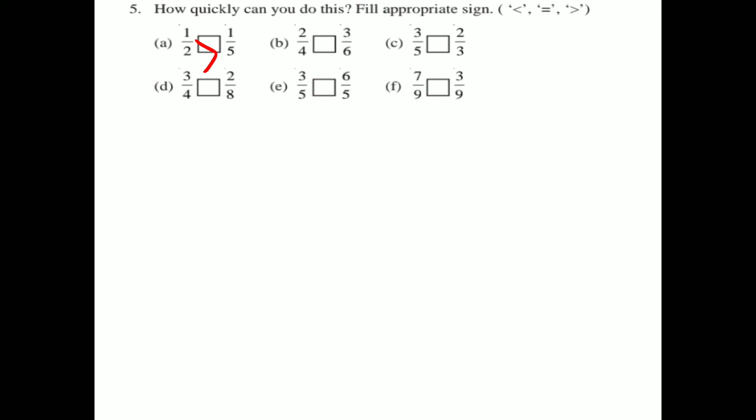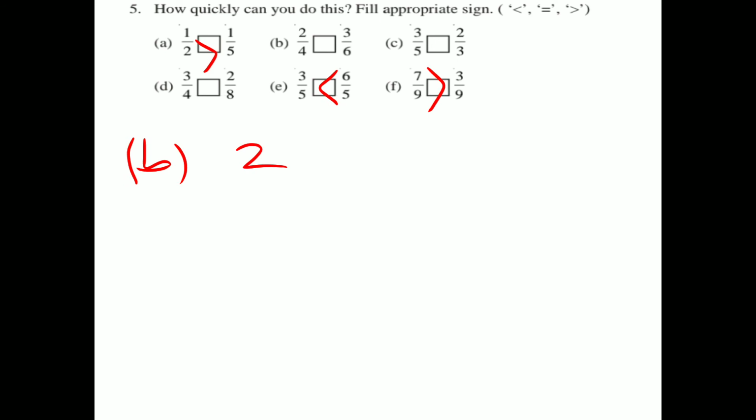Firstly, we complete E part. In E part, denominators are same. So the fraction which is having biggest numerator will be considered big. F part also, answer is 7/9. Now we do B part.